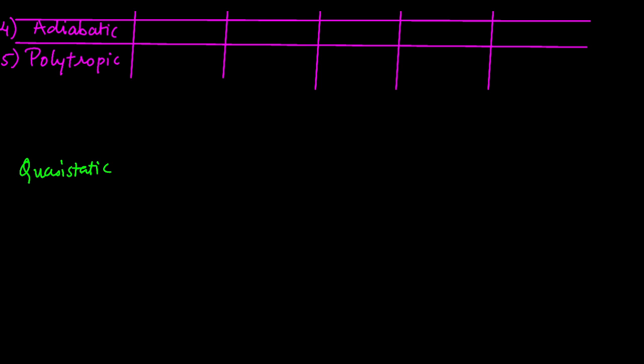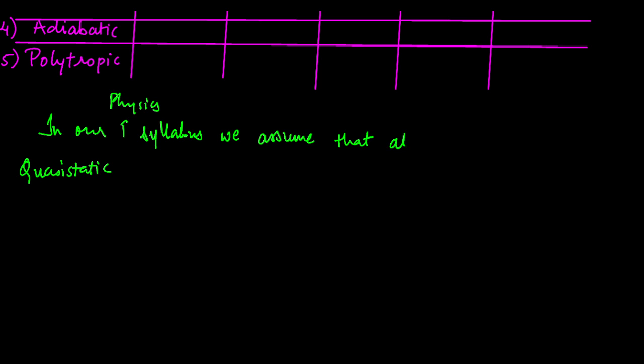Okay. Now what we have is in our syllabus, physics syllabus that is. Okay. We assume, listen to this carefully, we assume that all processes are quasi-static. In short, we are only studying about quasi-static processes, right? We are not studying what would happen if the process would be fast. Did you understand? In our syllabus, we are only studying quasi-static processes.